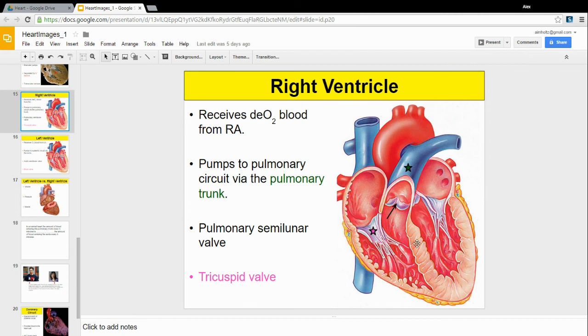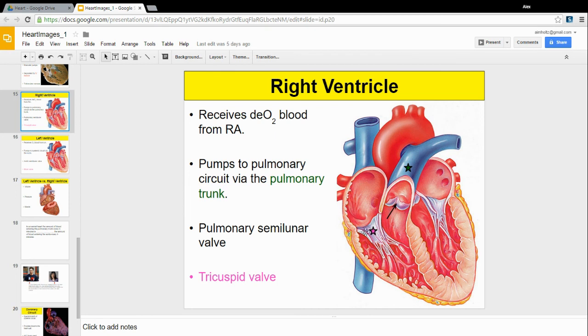So right ventricle, there it is, getting deoxygenated blood from the right atrium, pumps blood up into the pulmonary circuit via this big blood vessel called the pulmonary trunk. The pulmonary trunk, any trunk, in fact, is a short fat artery. Separating the pulmonary trunk from the right ventricle, preventing backflow between them, is the pulmonary semilunar valve.